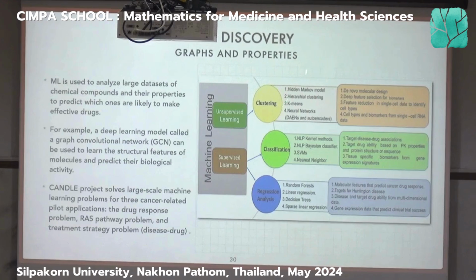And I have a list of some of the methods that are used and some of the applications. Molecular design, feature selection for biomarkers, single cell data, etc. Target disease drug associations. I found a very nice collection here of the different types of use cases that are associated with drug discovery and the machine learning methods that correspond. So you see machine learning is being used, and it's still going to be used all over the place.